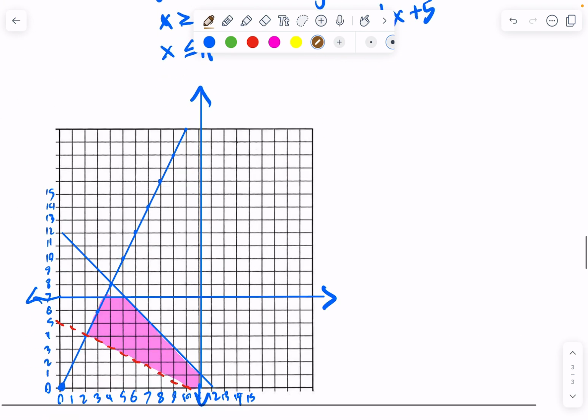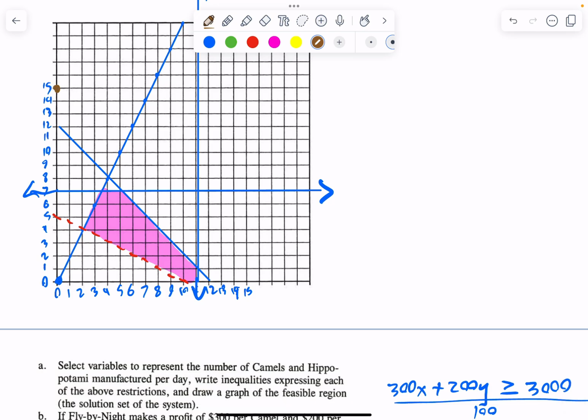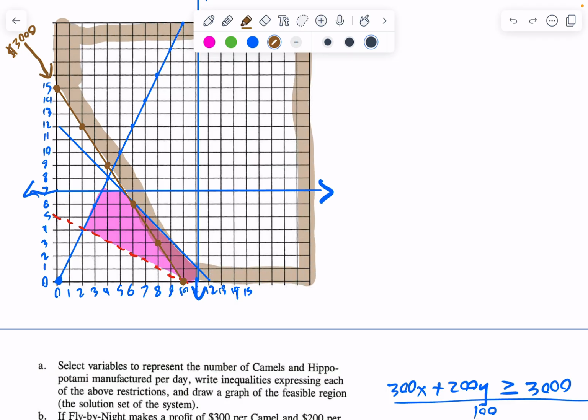So starting at 15, we're going to go down 3 over 2, down 3 over 2, down 3 over 2, down 3 over 2, down 3 over 2. There we go. And so here's our line where the profit is exactly equal to 3,000. Okay? Now we know that y is greater than that, means the profit that is bigger than that is on this side. Whoops, I'm going to do it in brown so we could see.